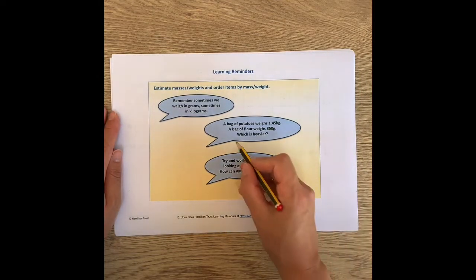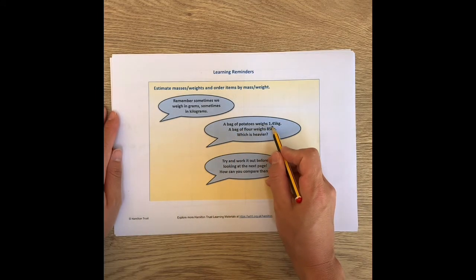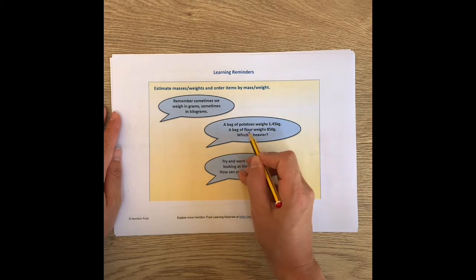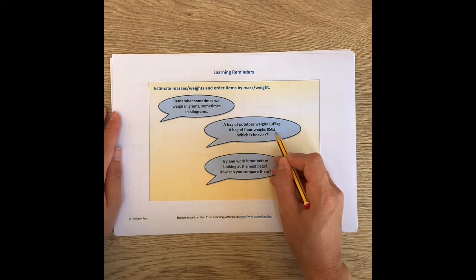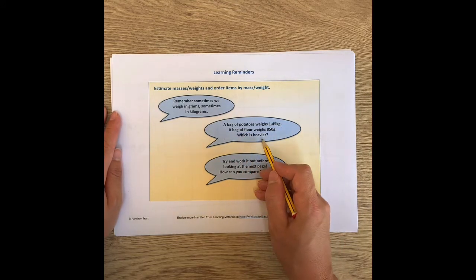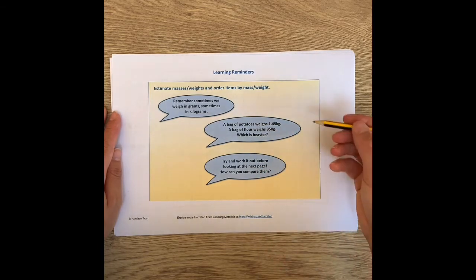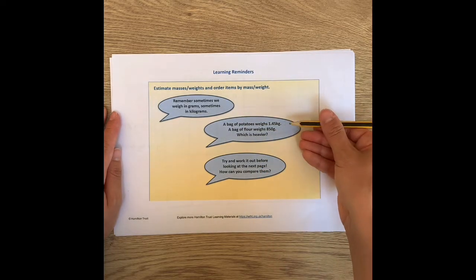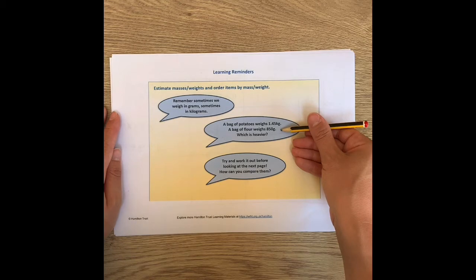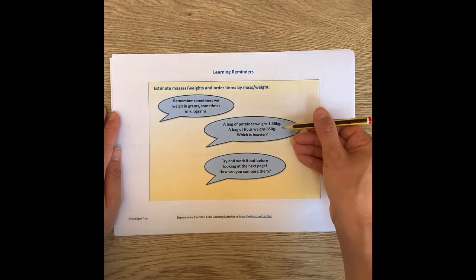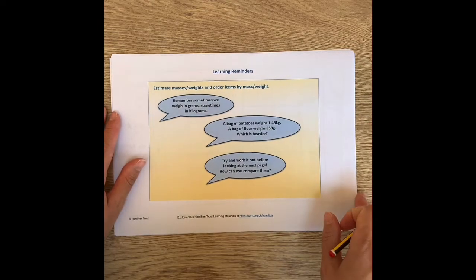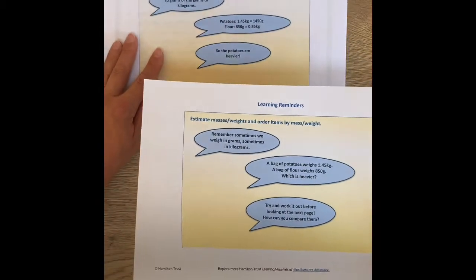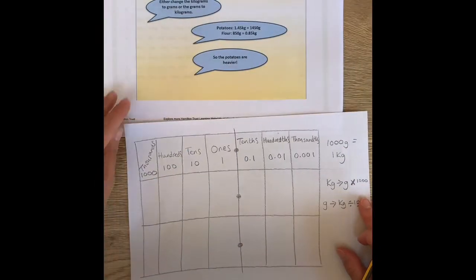So the question is, a bag of potatoes weighs 1.45 kilograms. A bag of flour weighs 850 grams. Which is heavier? So we have got one unit of measurement in kilograms, one unit of measurement in grams. What we need to do is convert these so they are in the same unit of measurement, then we will know which is heavier. Now we've done this at school by using a place value grid.